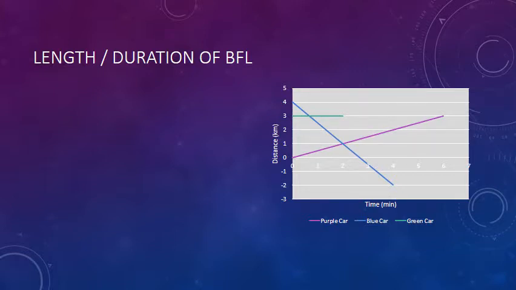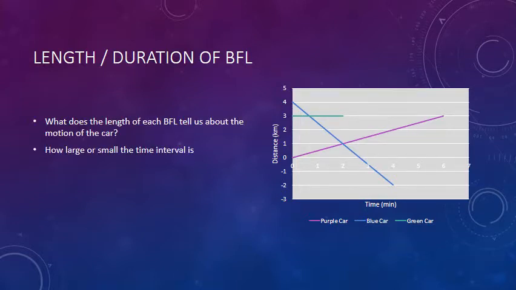The next trend that we're going to interpret is the length or duration of the best fit line. The length of that line tells us how long the interval of motion is. So we can see that the green car is standing still for 2 minutes, the purple car is moving forward for 6 minutes, and the blue car is moving backwards for 4 minutes.